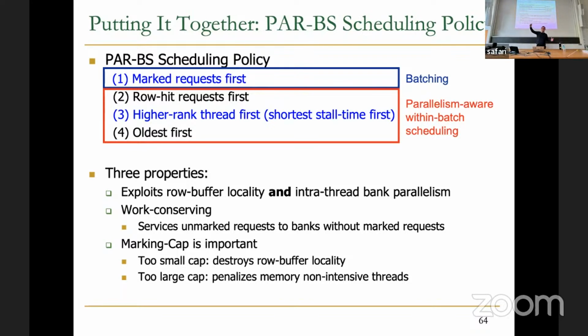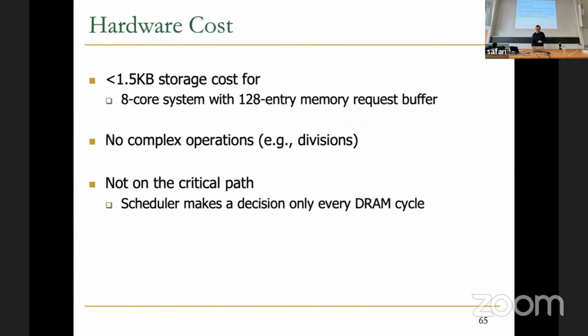Now, if you have too large a cap, you put too many requests into the batch, and memory non-intensive threads are likely to be penalized because memory intensive threads are likely to hog the batch and inject a lot of requests into it. So unfortunately there's this tension between row buffer locality, parallelism exploitation, which is not written here, and also prioritization of non-intensive threads. It's not the perfect policy, but it has these trade-offs, and it's important to understand them when you have a scheduling policy. There are many more trade-offs analyzed in the paper.